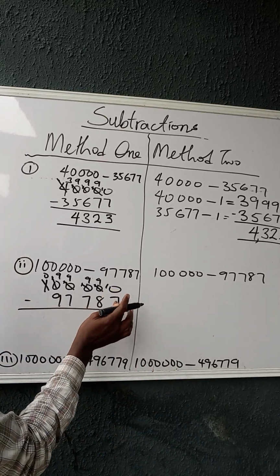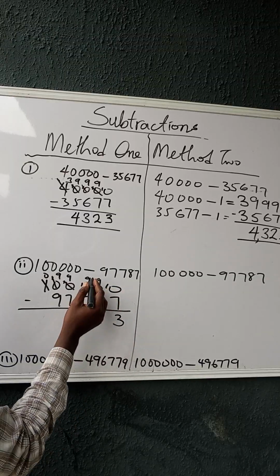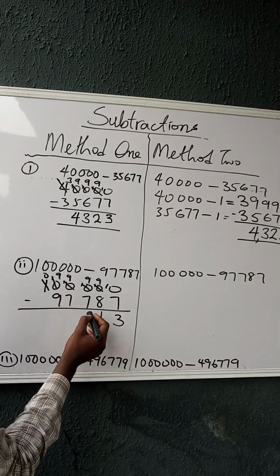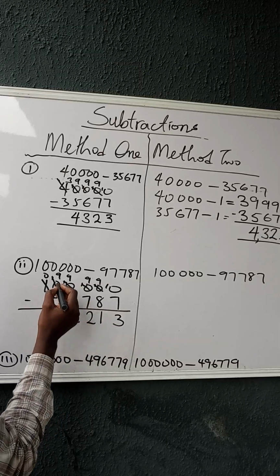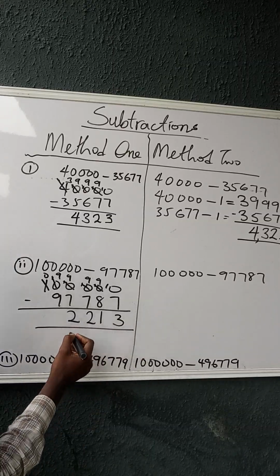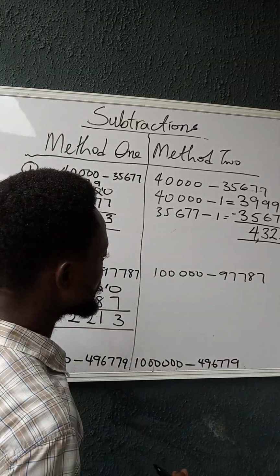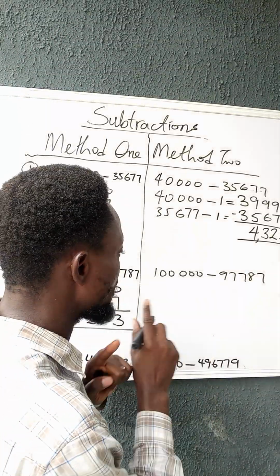Here we have 10 take away 7, we give you 3. 9 take away 8, we give you 1. 9 take away 7, we give you 2. 9 take away 7, we also give you 2. And 9 take away 9 gives you 0. So we are left with 2,213. Alright, so the second method requires you to borrow 1 once and for all.